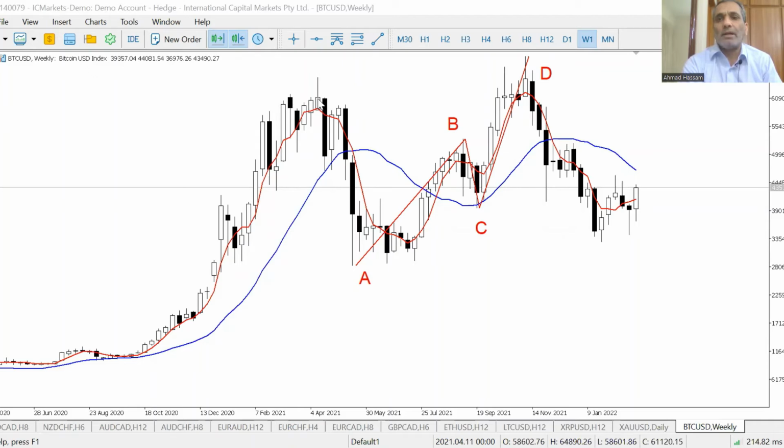Pivot high is formed when the candlestick high is greater than the candlesticks on each side, on the left and on the right. This is a pivot high. The pivot low is formed when the candlestick low is lower than the lows of the candlesticks on each side. So we always wait for the pivot high in case of a bearish ABCD pattern to form. This is AB, this is BC, this is CD.